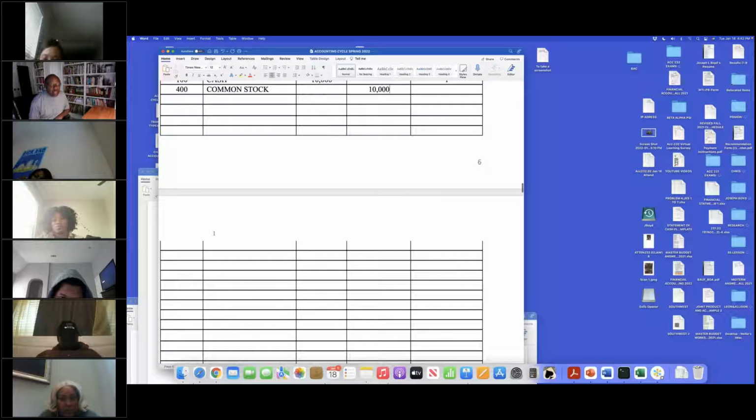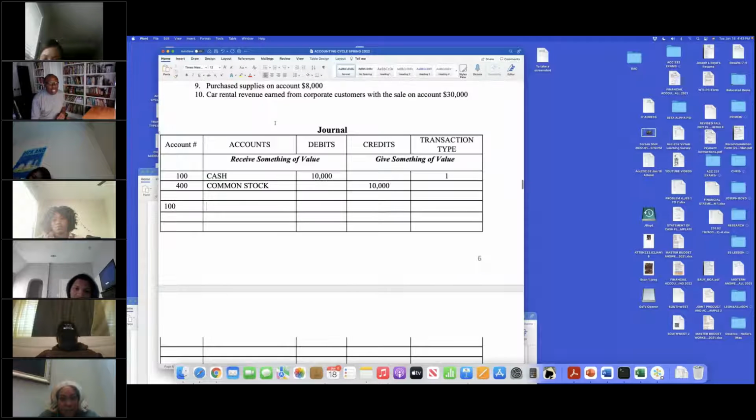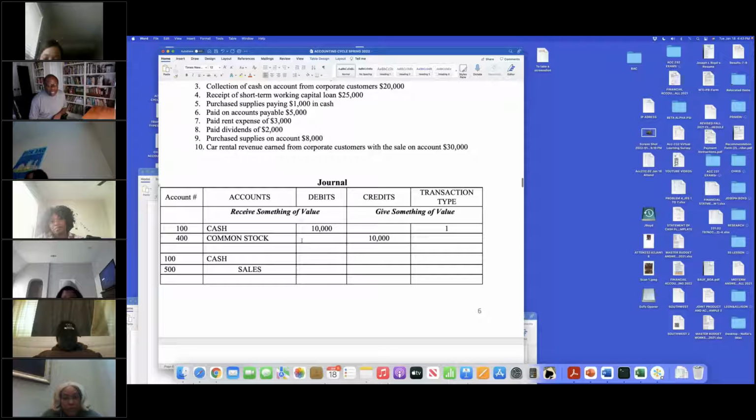We would debit cash 100. How much? 50,000 was those cash sales. And we're going to credit sales, and that account number for sales is 500. Our amount was 50,000. So the starting point in getting to those financial statements is to make journal entries.